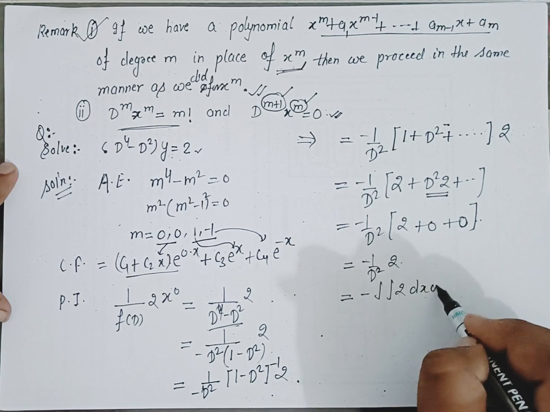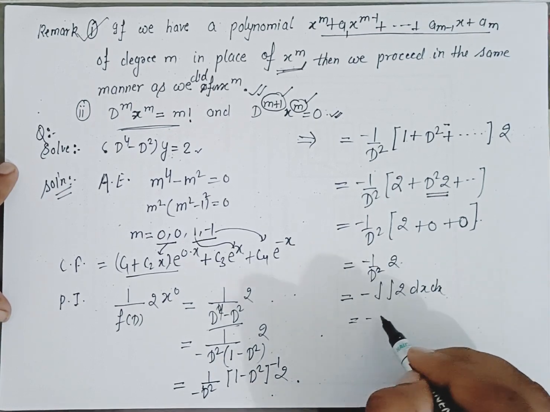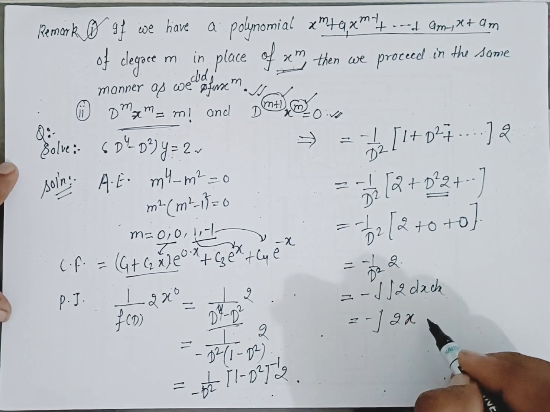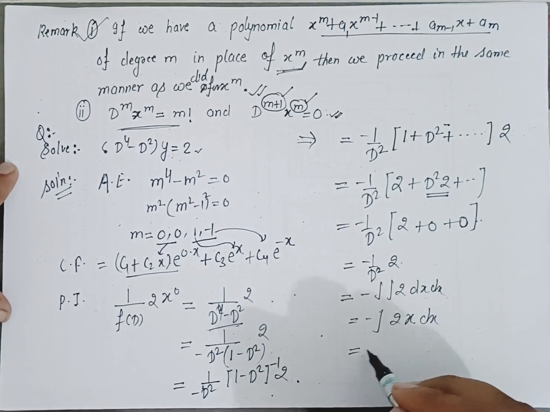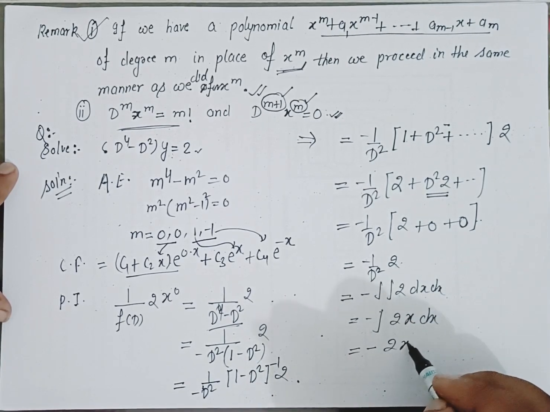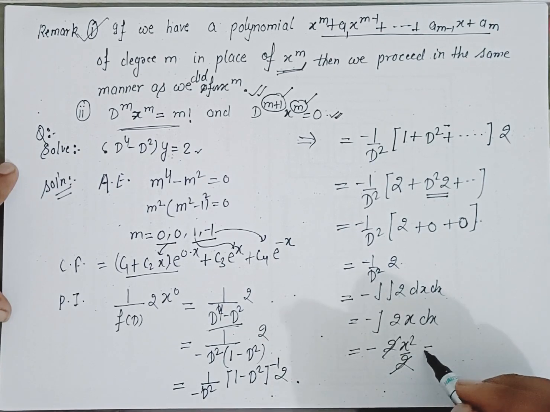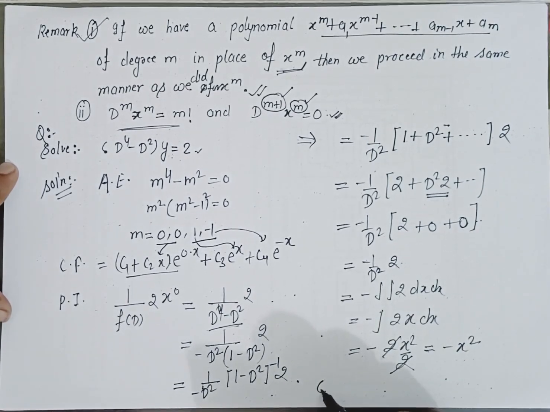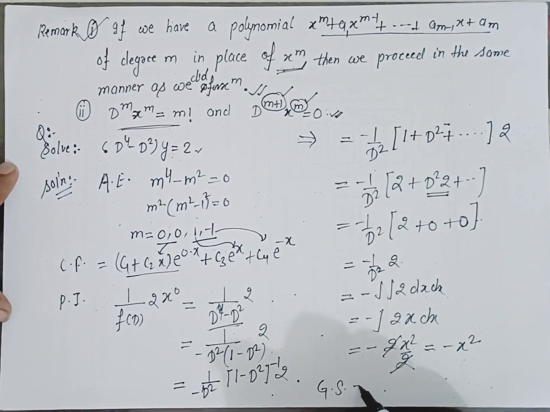First we integrate 2, so it will give you 2x. Next it will give you minus 2x square by 2, so it will be cancelled out. So your PI will be minus x square. So what about the general solution? Simply the general solution will be calculated as CF plus PI.